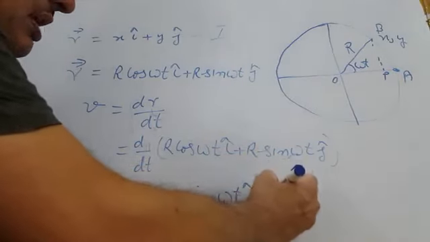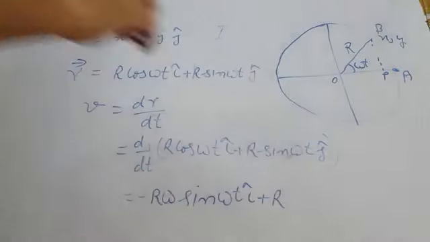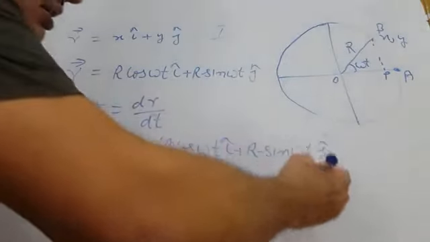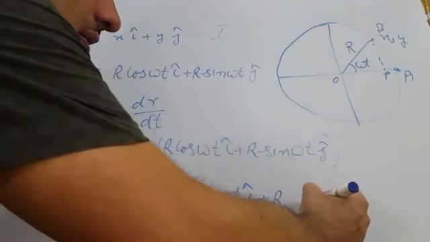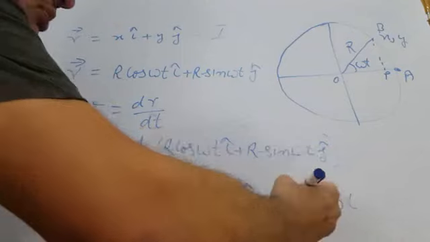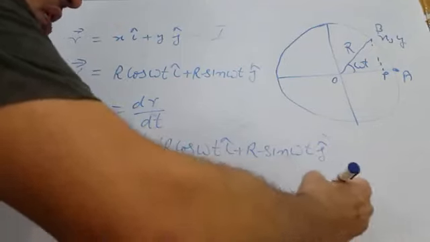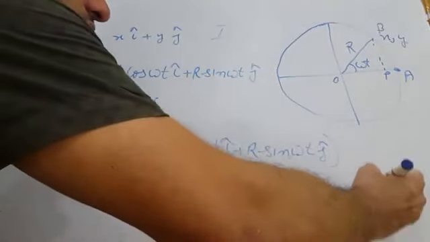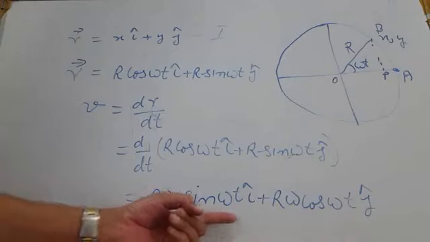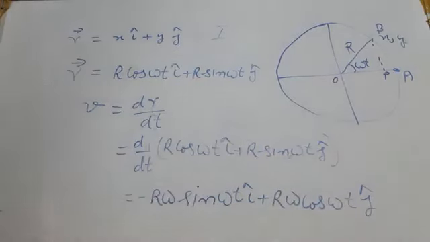Plus this r as it is. Differentiation of sin theta is cos theta, so sin omega t becomes cos omega t. And differentiation of omega t is omega, so it will be multiplied by omega. It is along the y-axis, that is along j. So that will be the velocity. This is the x component of the velocity, this is the y component of the velocity.